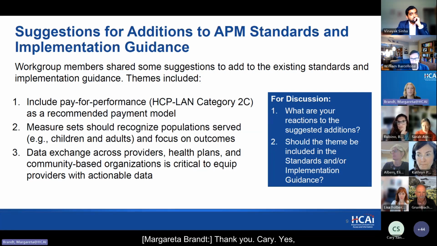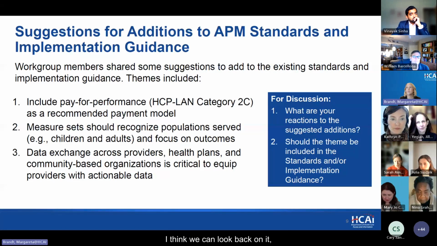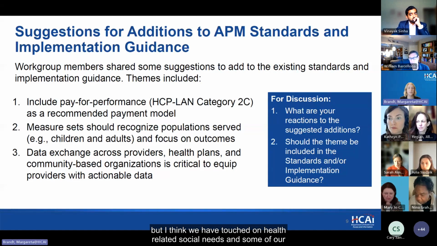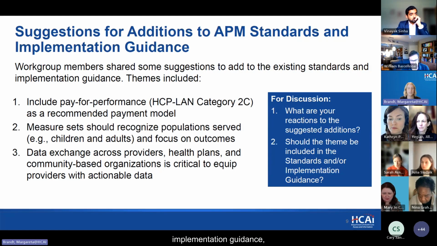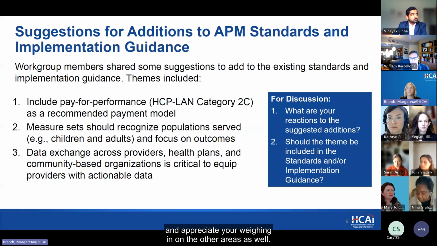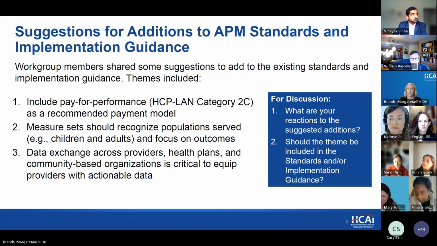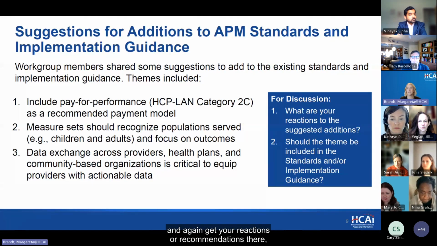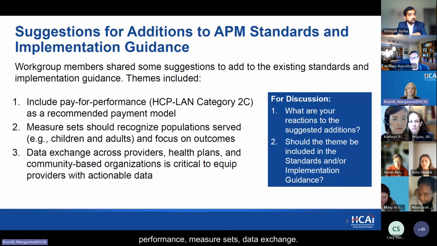Thank you, Carrie. Yes, I think we can look back on it, but I think we have touched on health-related social needs in some of our implementation guidance, but we'll revisit that and make sure that it's emphasized, and appreciate your weighing in on the other areas as well. Before I move on to the next slide and again get your reactions or recommendations there, anything else folks wanted to discuss related to pay for performance, measure sets, data exchange?